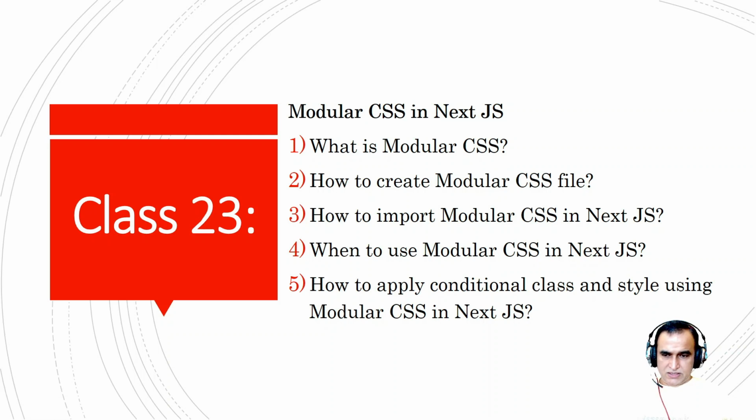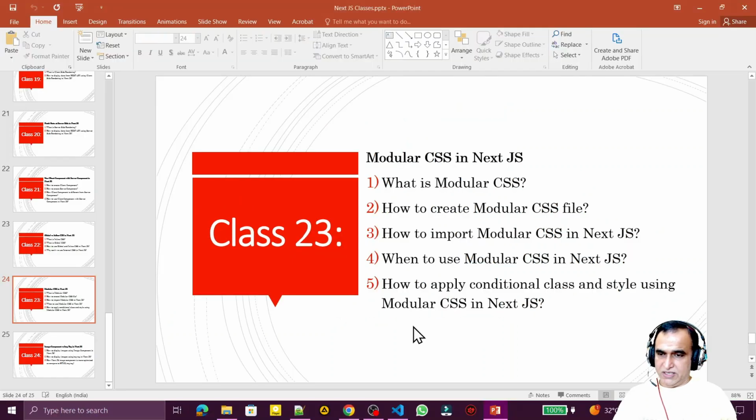What is modular CSS? Modular CSS means we create a normal CSS file with the module.css suffix, and we have to create an object from this file, and with the help of the object we access all the attributes within the Next.js file. It is called modular CSS. How we can do this, that we are going to learn: how to create a modular CSS file, how to import it and how to use it, and we also need to cover how we can use all these modular CSS properties conditionally.